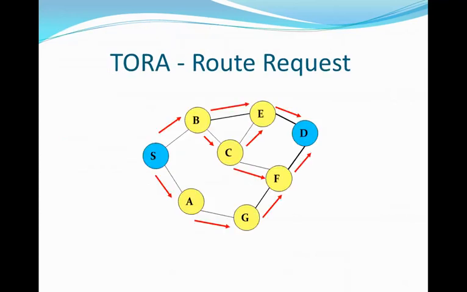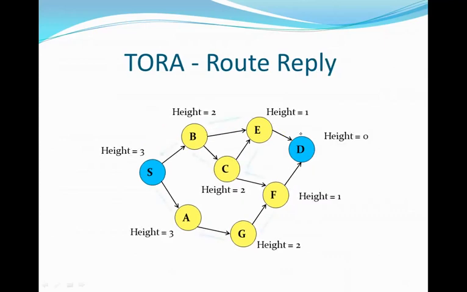Here is the route request. You can see node S broadcasts a route request that is received by B and A. B and A again broadcast their route request that is received by E, C, and G. G, C, and E again broadcast, and it is received by F and D nodes. Now you can see that as node D received the route request, it started to design the route reply.